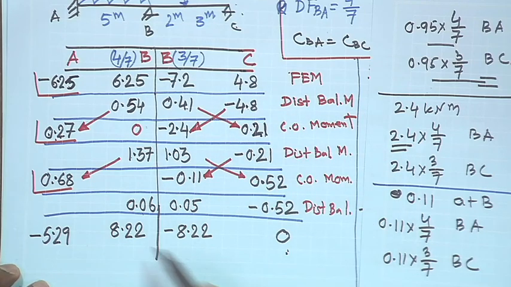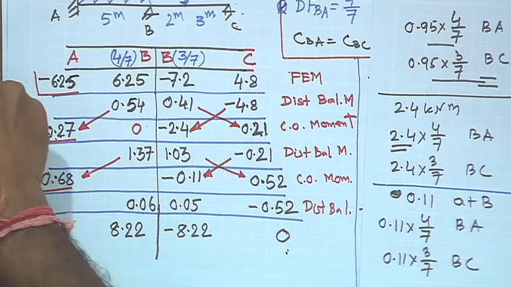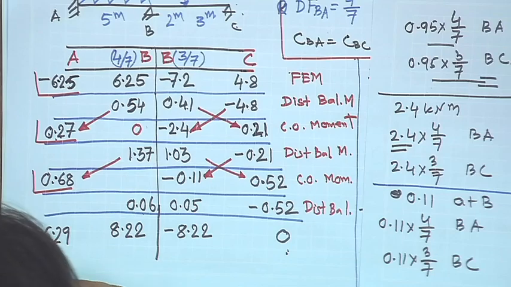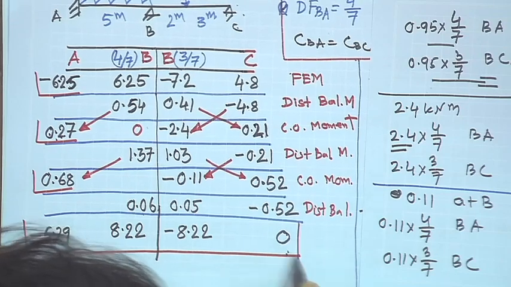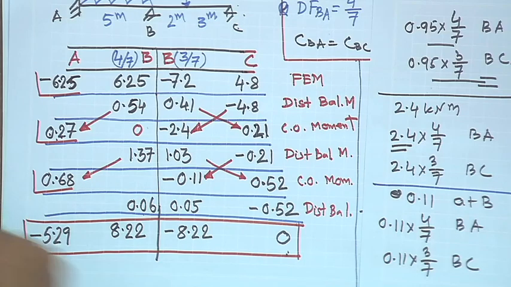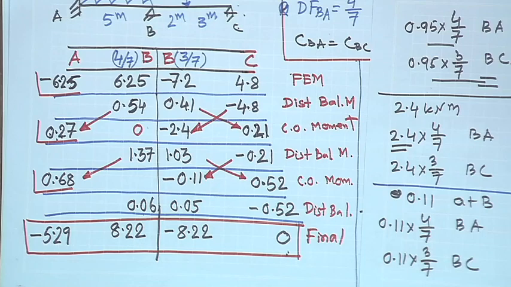But if you see that after adding them, the equilibrium is not being satisfied, then again you have to continue the process. Okay. So, this is our final tally. This is our final moment. So, this is called final. This is final moment. Okay.